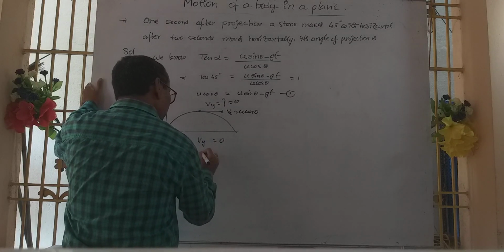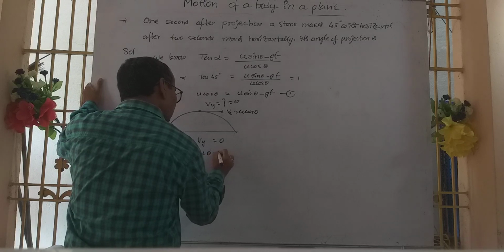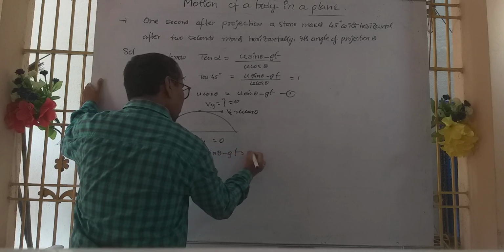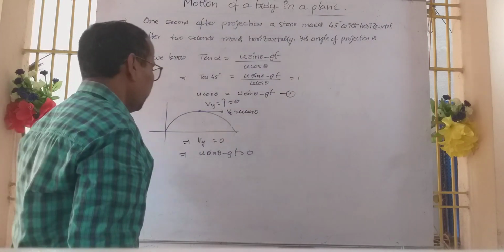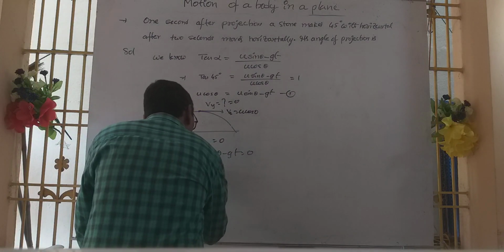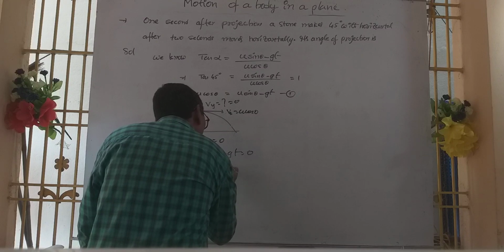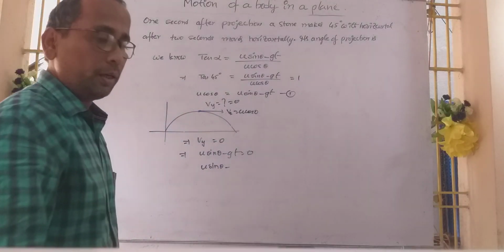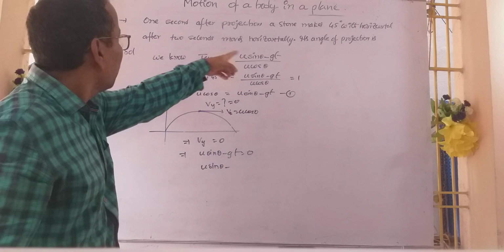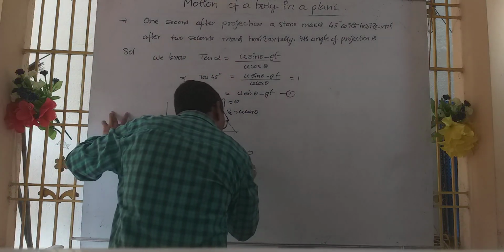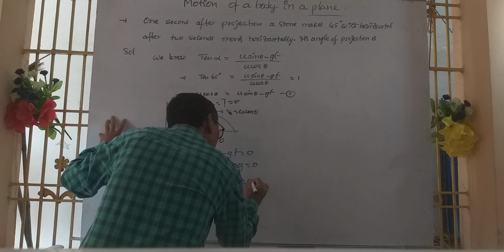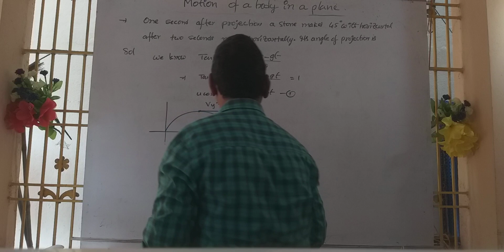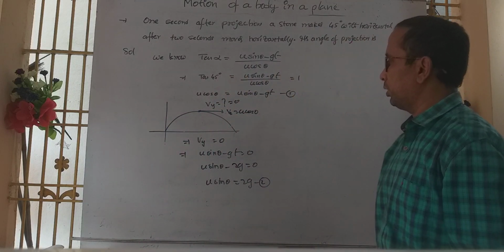That implies Vy is u sin theta minus gt is equal to 0. You can say u sin theta minus g times how many seconds after? That is 2 seconds. That is 2g. u sin theta minus 2g is equal to 0. That is, u sin theta is equal to 2g. u sin theta is equal to 2g.